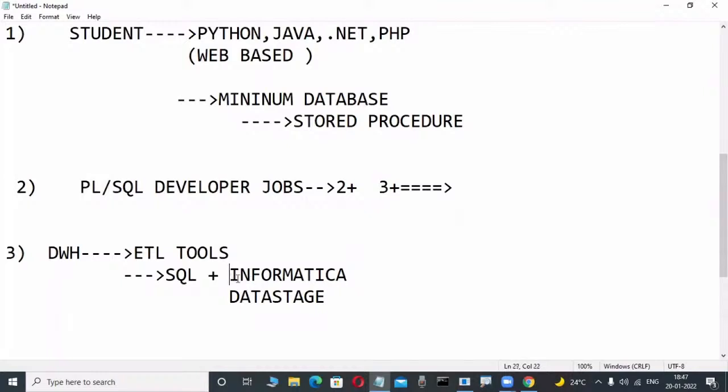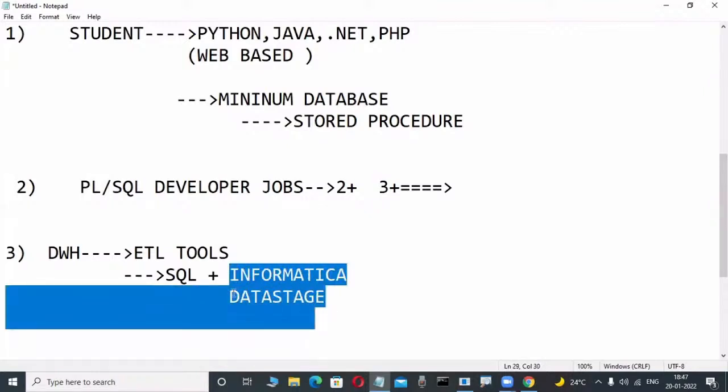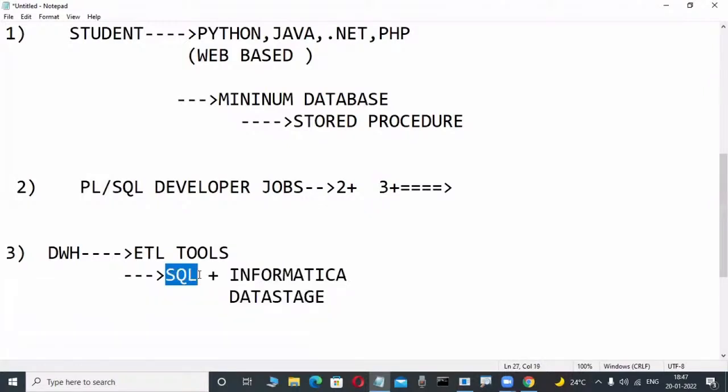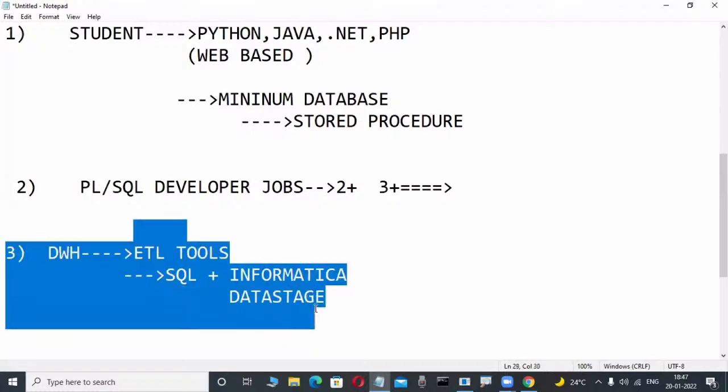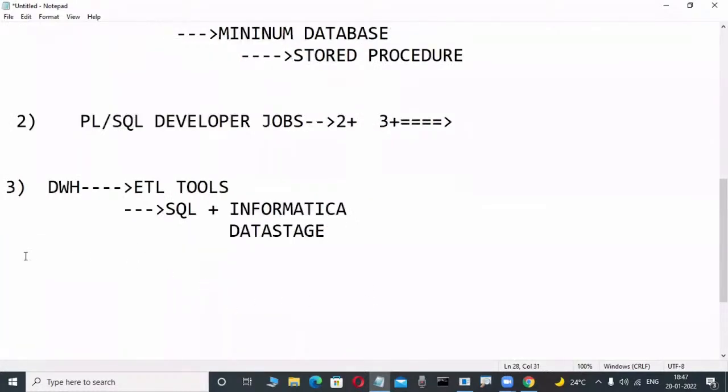These ETL tools have a graphical user interface. For them, minimum knowledge of SQL is required, which is why they are learning these courses for these jobs. Again, business analysts are reporting programmers. They are learning reporting tools only, and they get jobs easily that way.